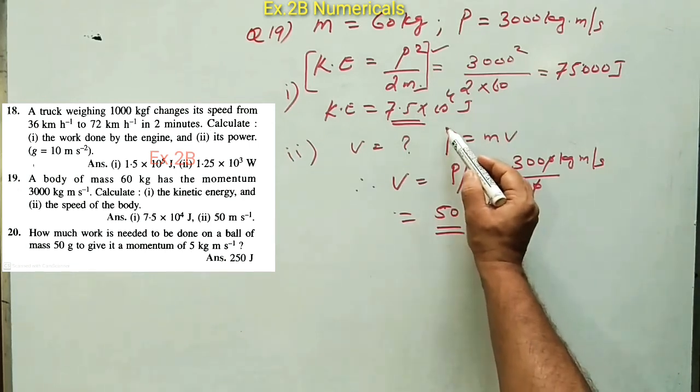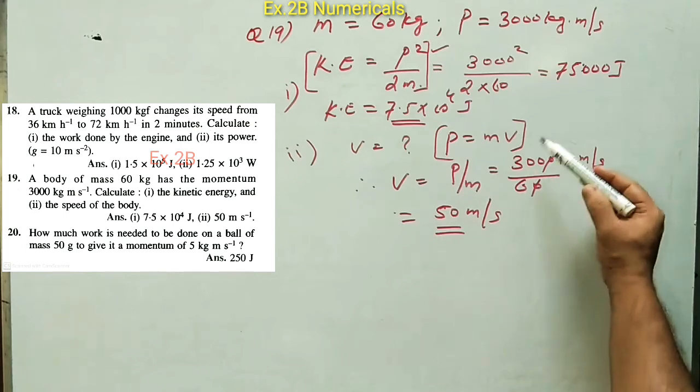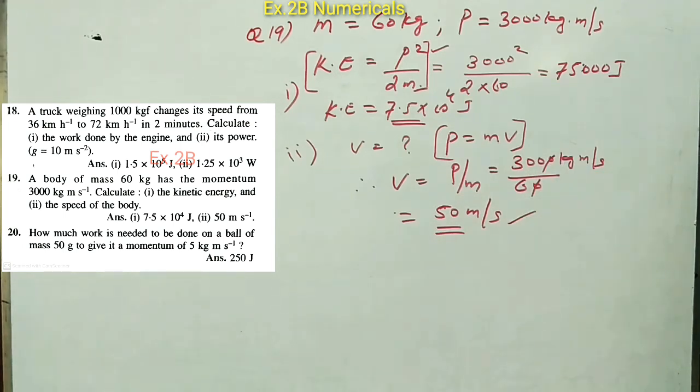Clear? So remember the formula of momentum. P is equal to the product of mass and velocity. So if you know the formula, you can directly substitute the values and come to the answer. Steps are clear to you? Is it fine? Okay.